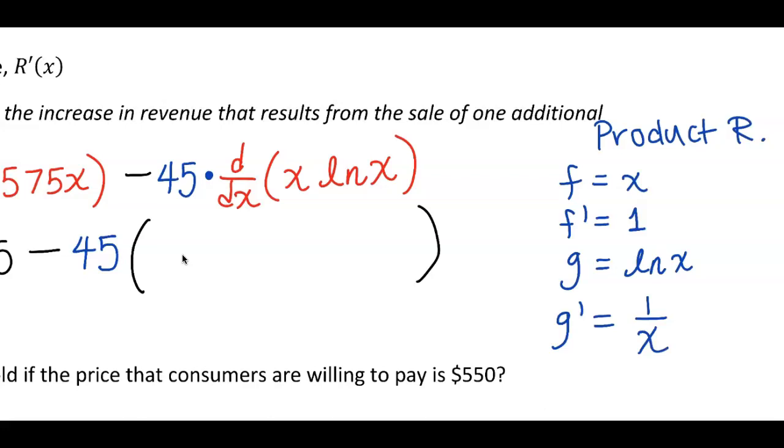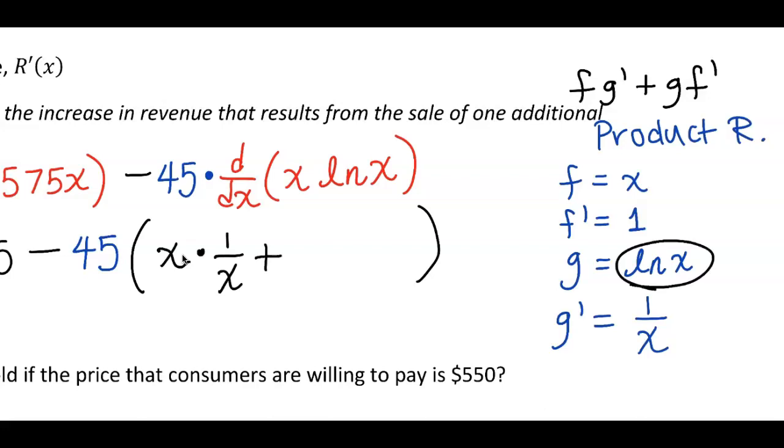Alrighty, let's use the product rule then. fg prime plus gf prime. So what do we need first? First times the derivative of the second: x times 1 over x. Oh, look, something interesting will happen. Plus second times the derivative of first: natural log of x times 1. That's going to be nice.